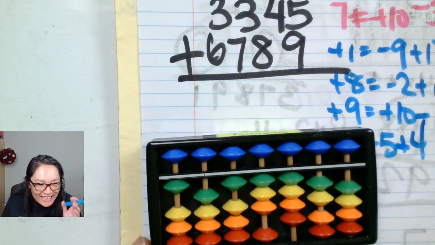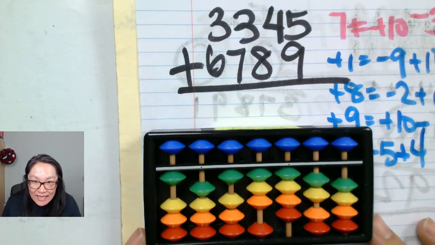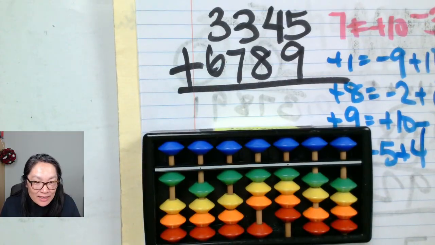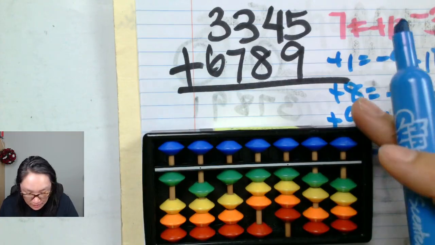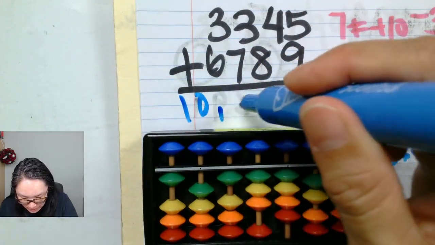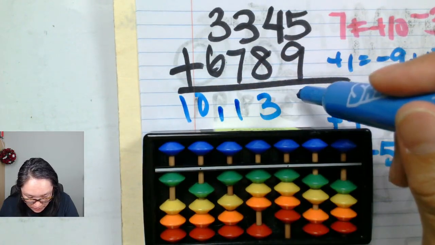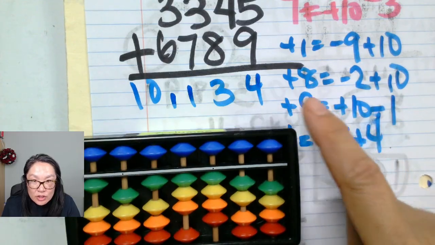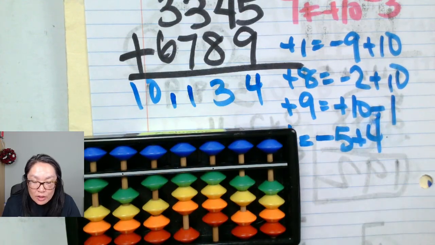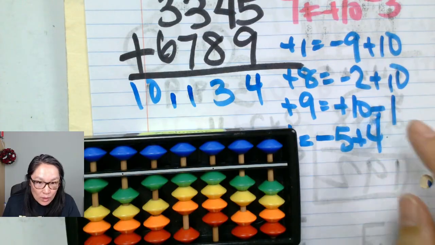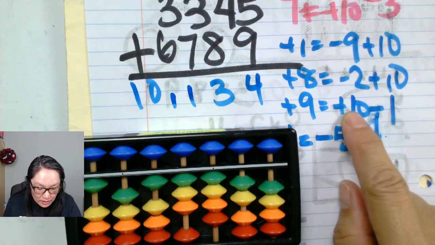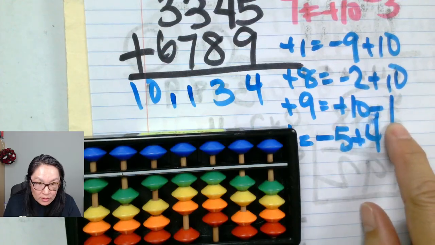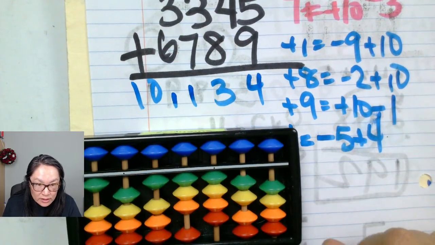I'm getting it. Yeah, see? That's what I'm saying, right? Like it blows my mind. Is that the right answer? 10,134. Right? But you have to take each number at a time. Don't do too many numbers. One number at a time. You do the 10, you do the 1. If you can't do the 1, then you do the... I just started today.